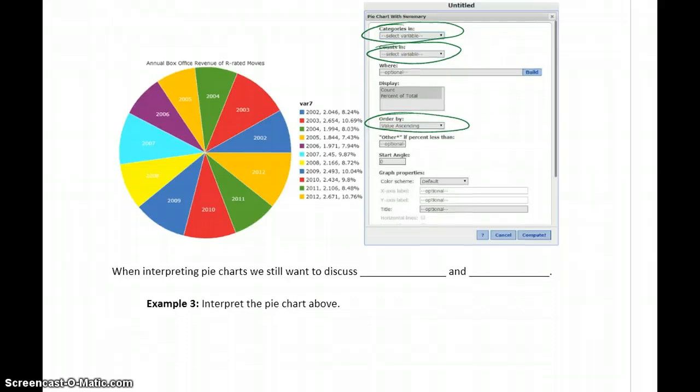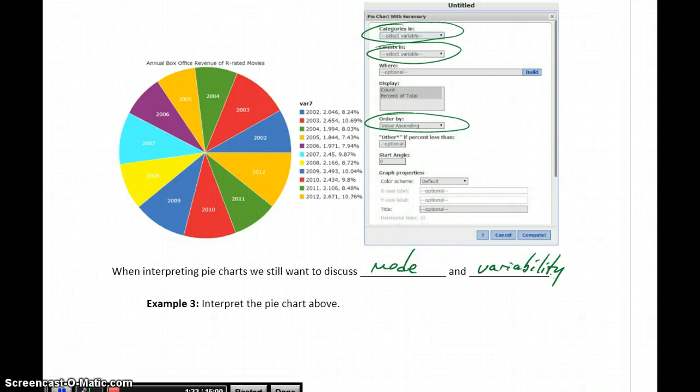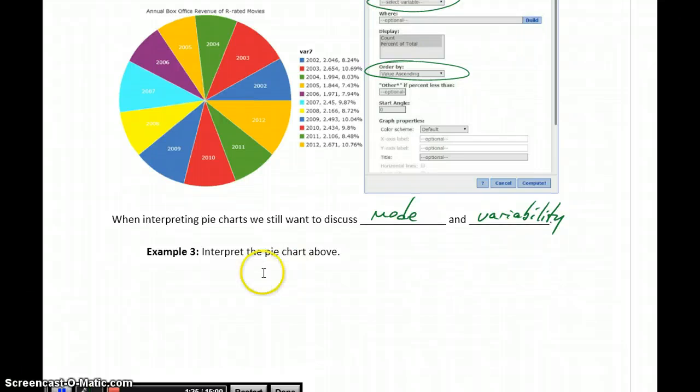When we interpret pie charts, we still want to discuss mode and variability, just like we did with bar charts. So let's type up an interpretation of the pie chart that we have featured here. In this case, it's actually a pie chart on the exact same data that we already looked at with a bar chart. So we'll just talk about this process, but we'll end up with an interpretation that's very similar to what we already came up with.